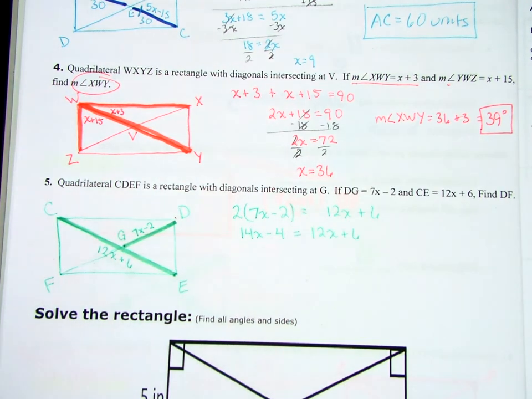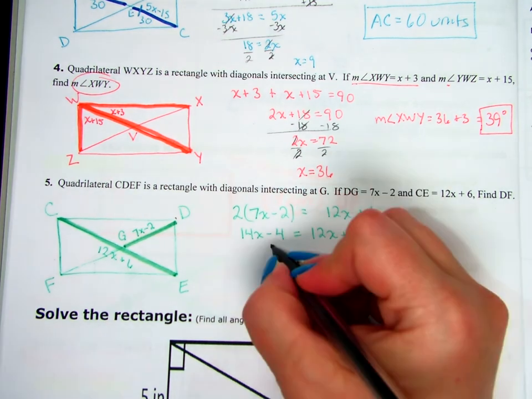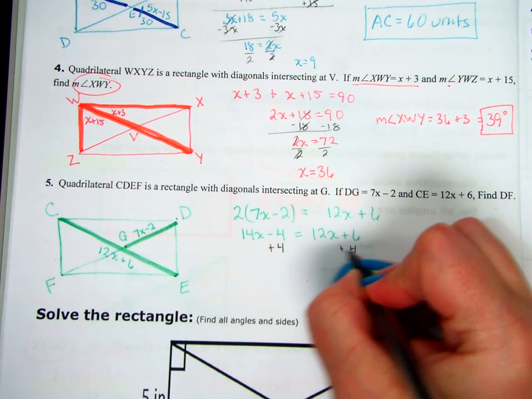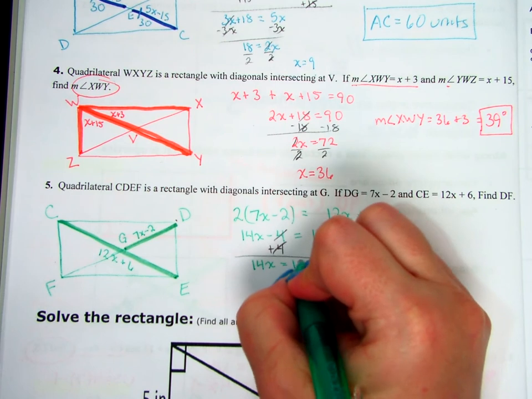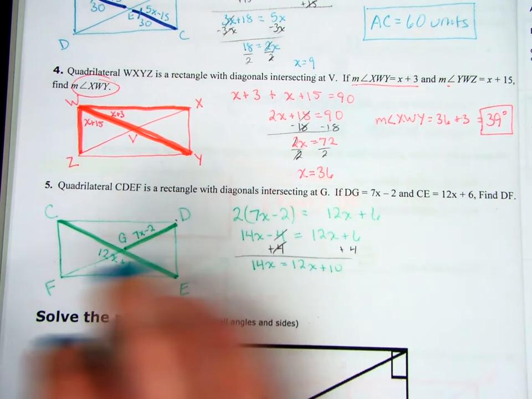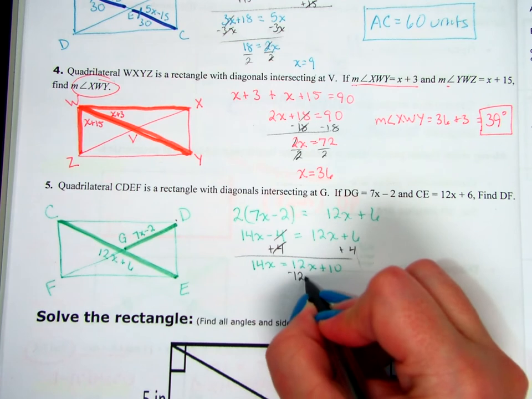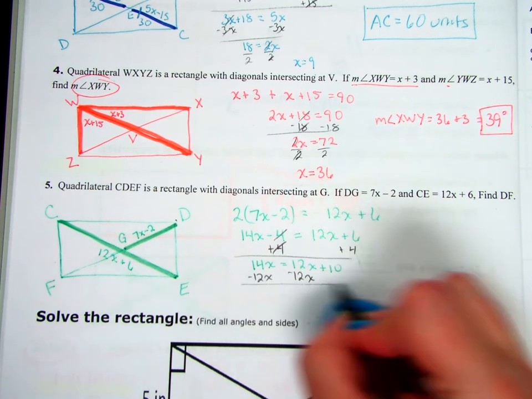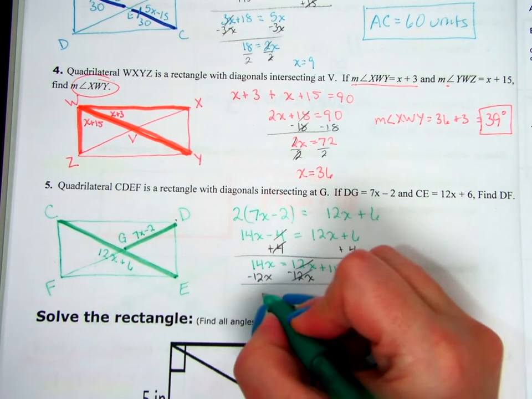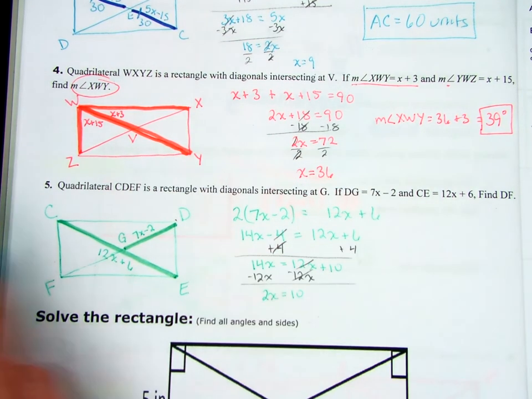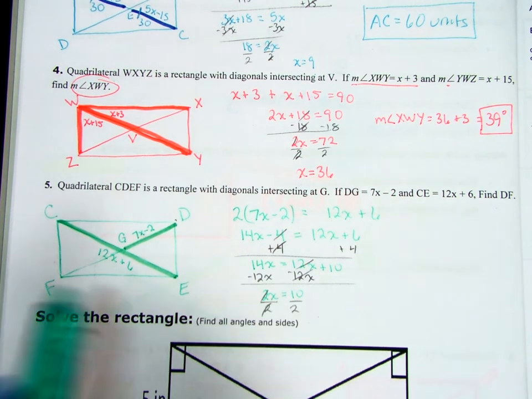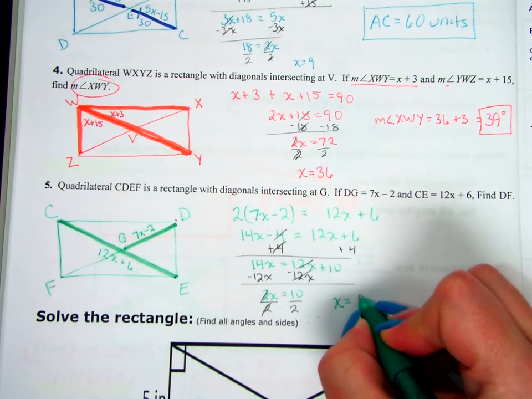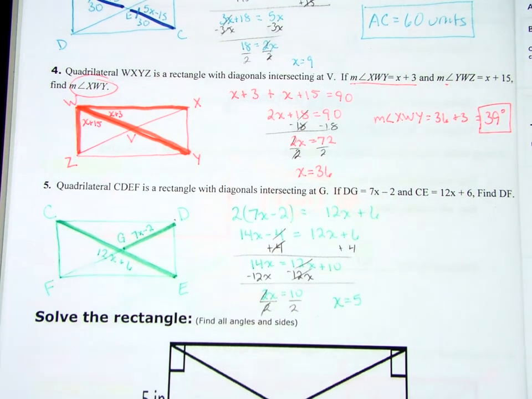What am I going to do? Add 4. 14x equals 12x plus 10. Then what? Subtraction property of equality. 2x equals 10. Then division property of equality. X equals 5. And then it asks me to find DF.